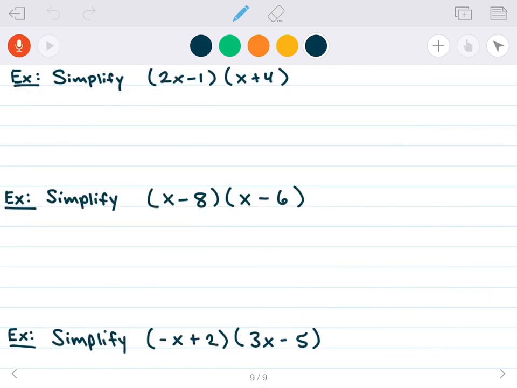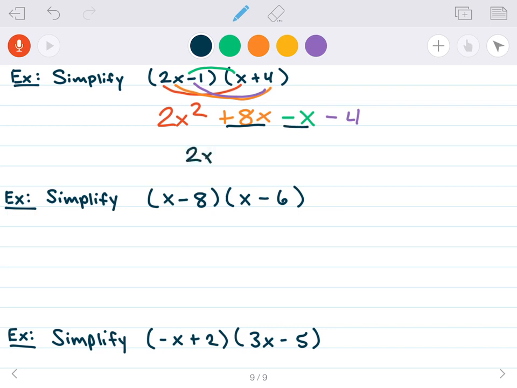Okay, let's do some more examples with this. So we're going to do FOIL. So we do first, 2x times x is 2x squared. Outer, 2x times positive 4 is a positive 8x. Inner, negative 1 times x is a negative 1x. And last is negative 1 times positive 4, that's a negative 4. Okay. Now I can combine these two, and I end up getting 2x squared plus 7x minus 4. And that is my answer.